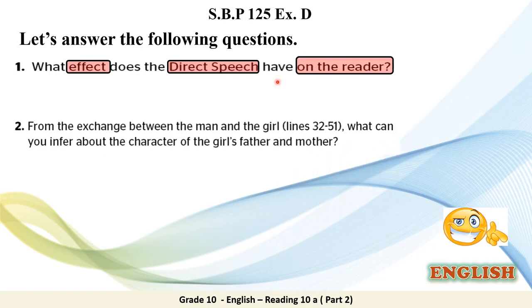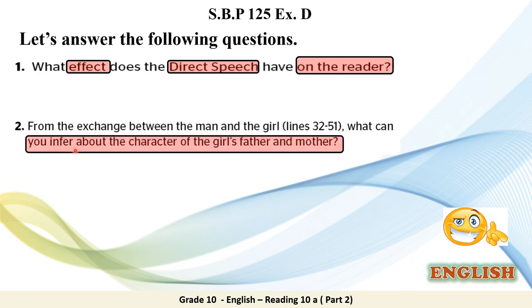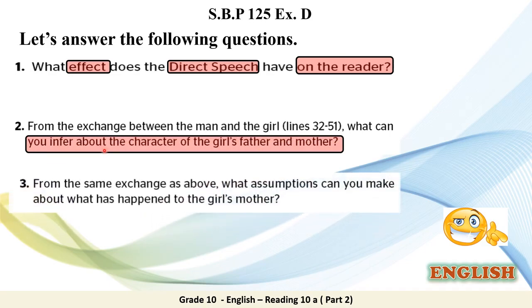Question 2. From the exchange between the man and the girl, lines 32 to 51, what can you infer about the character of the girl's father and mother? Here, what you can infer about those characters. Question 3. From the same exchange as above, what assumptions? It means what do you think is true? The word assumptions. What assumptions can you make about what has happened to the girl's mother? So please pause the video for a while and think of the answer.